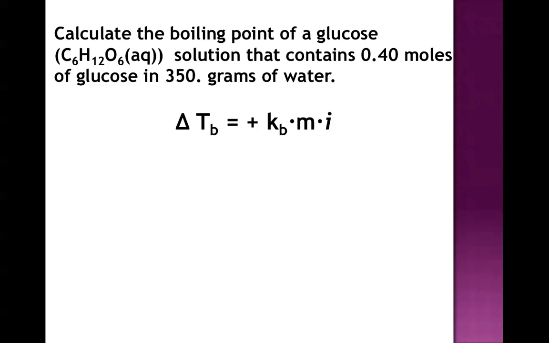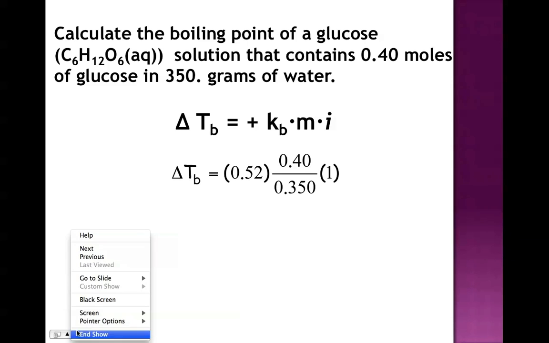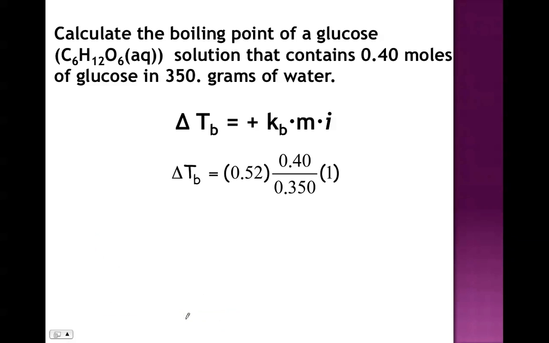You're going to see that when we plug in values, remember, molality is moles over kilograms. So I'm plugging in my 0.4 moles up here. Again, m is this part right here. And then 350 grams of water divided by 1,000 gives us 0.35 kilograms of water.